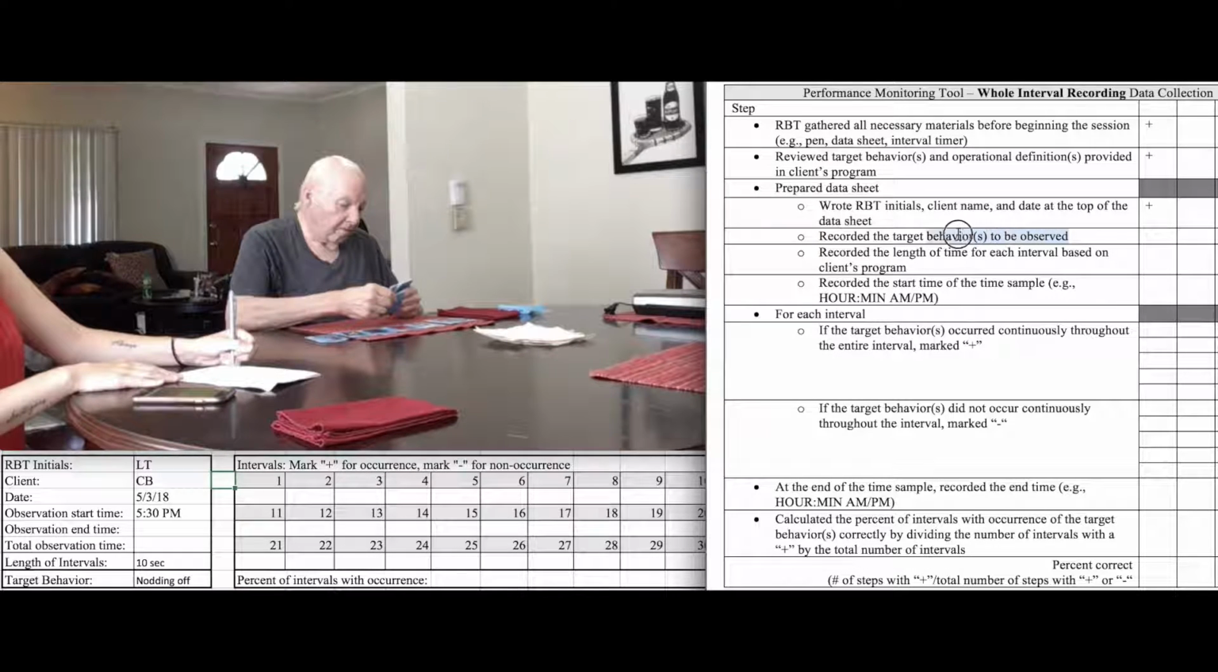Next, did the RBT record the target behavior to be observed? The target behavior we're looking for in this video is nodding off, and our RBT wrote it here, so for this step, she will get a plus.